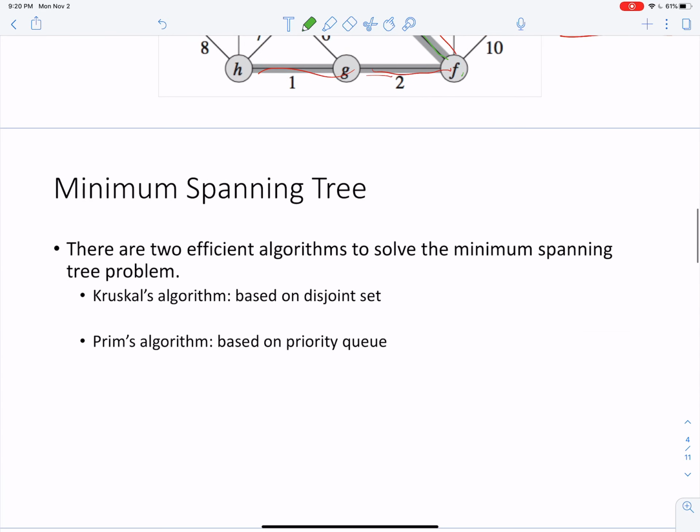And to solve this problem, there are two algorithms. The first one is named Kruskal algorithm, and then the second one is named Prim algorithm. Kruskal algorithm is based on disjoint set, whereas the Prim algorithm is based on priority queue.